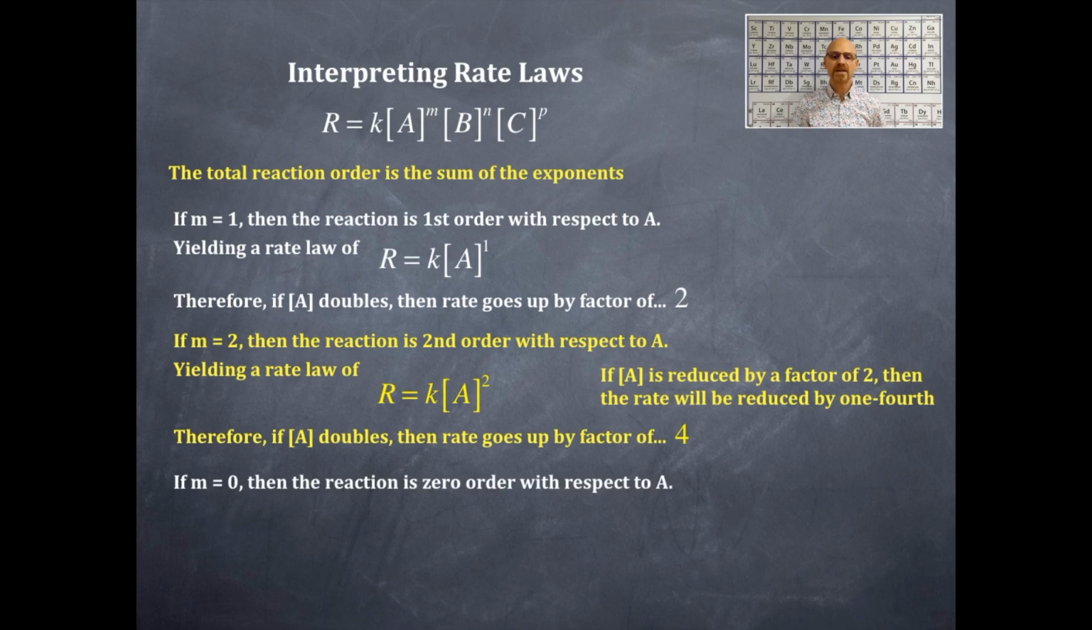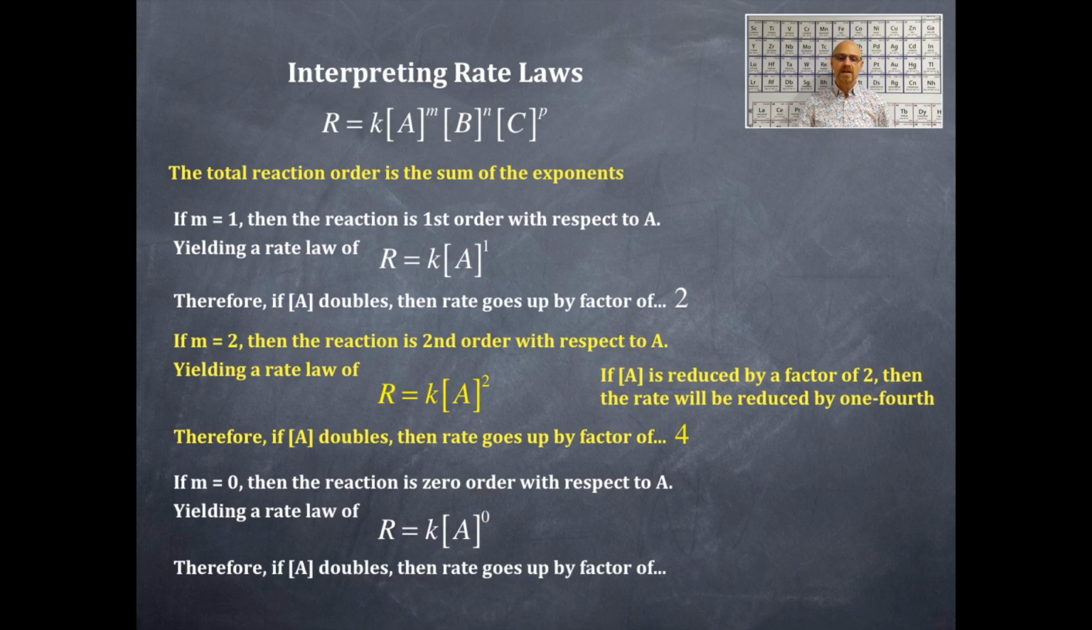If M is 0, then the reaction is zero order with respect to A, yielding a rate law of R is equal to K times the concentration of A to the 0 power. So what does that mean? Therefore, if A doubles, then the rate goes up by a factor of 1. Think about that. That means there is no change and the reaction is independent of concentration.